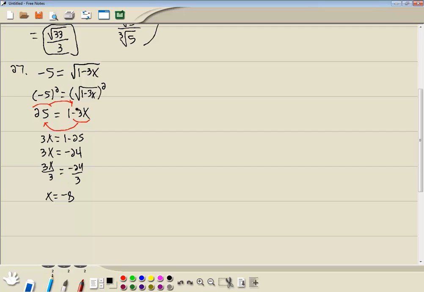Maybe. Remember, we have to check your answers. If we put negative 8 back up here for x, I got negative 3 times negative 8, which is positive 24. 1 plus 24 is 25, and square root of 25 is 5. So I get negative 5 is equal to positive 5, which does not check. So that one fails. Since there are no answers, then our answer is no solution.